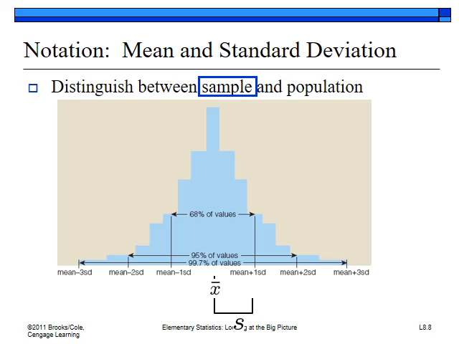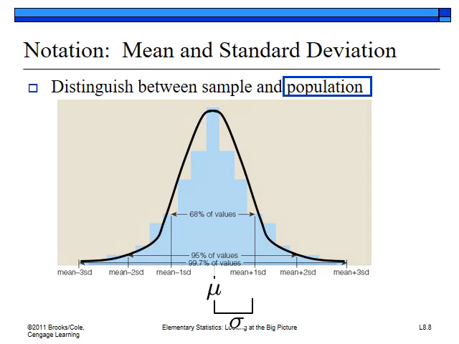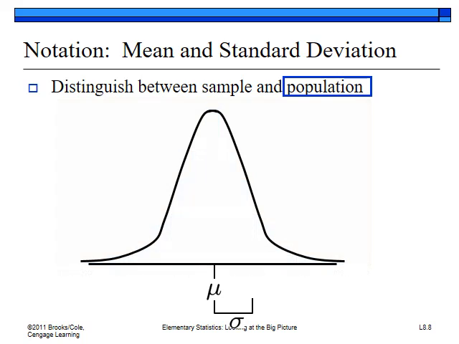On our histogram, you can see that X bar, the mean, is in the middle, and S, the standard deviation, tells you how far away 68% of the values tend to be. As we move to the population, mu is in the middle, and sigma indicates the spread.